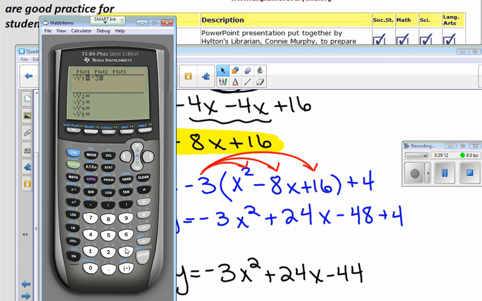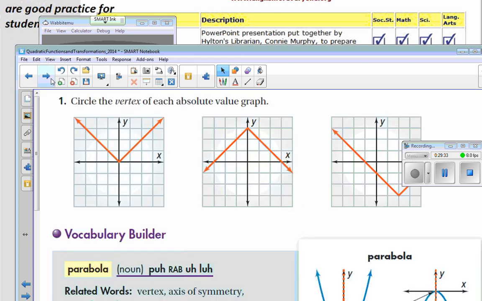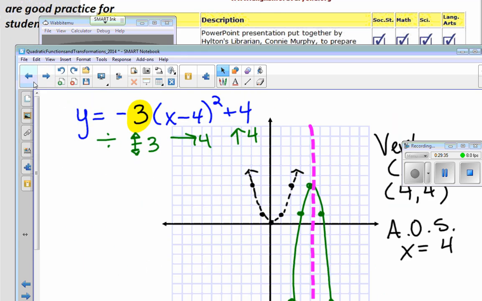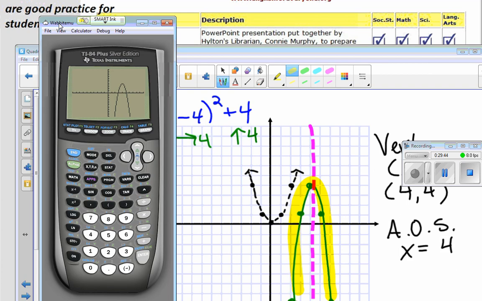-3x squared plus 24x minus 44. And I'm going to graph it. Okay? Does it match the same graph that we had before? Well, let's see. Oops, wrong way. Here's the graph we had before. It is, in fact, upside down, this big old green skinny graph. Does the calculator match it? It does.